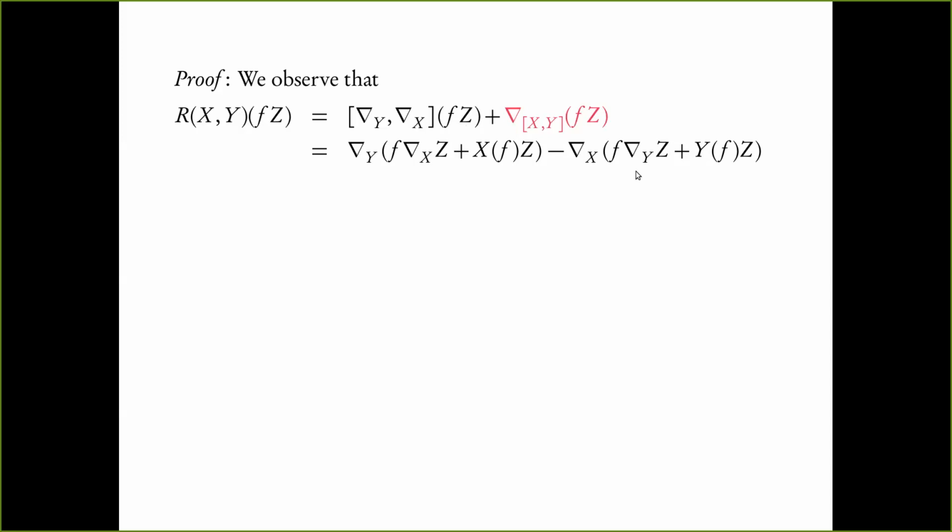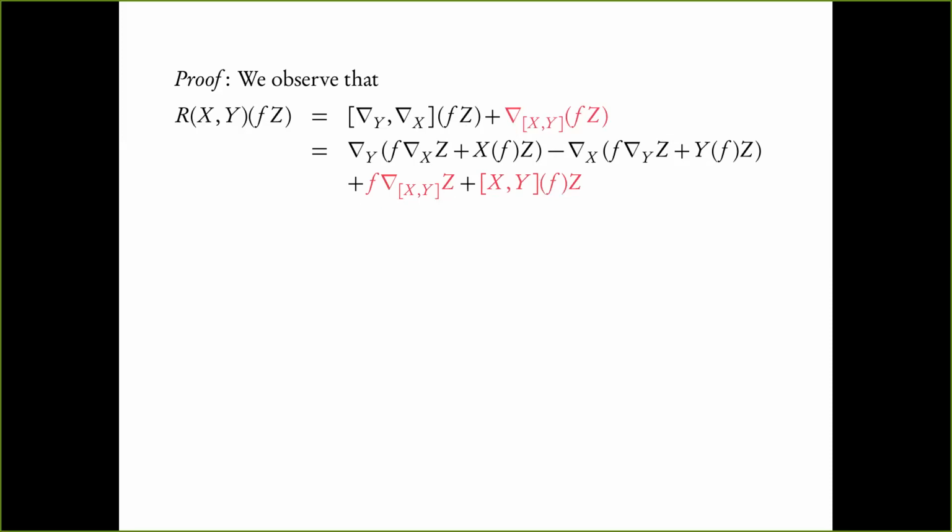Okay, what about the red term? Well, the red term, again by the Leibniz rule, is either going to be f times nabla bracket xy of z, or bracket xy acting on f times z. All right. So these are the six terms that you get simply by applying the Leibniz rule to the input, which is fz.